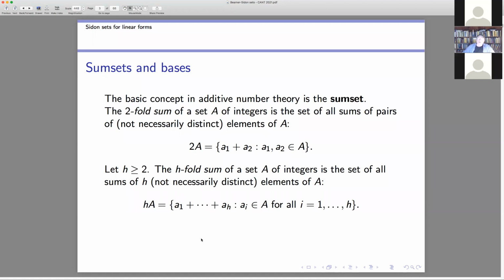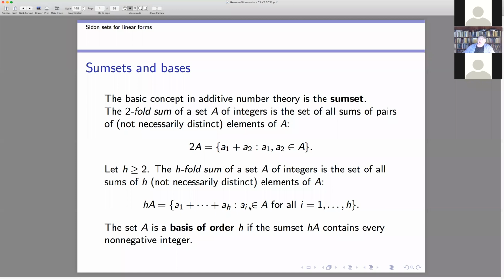And what we call a basis of order H is a set A whose sum set contains, if A is a set of non-negative integers, every non-negative integer. Or sometimes you look at asymptotic bases, where the H-fold sum set contains all sufficiently large numbers, or sometimes asymptotic bases in the sense that the sum set contains all non-negative integers except for a set of density 0.